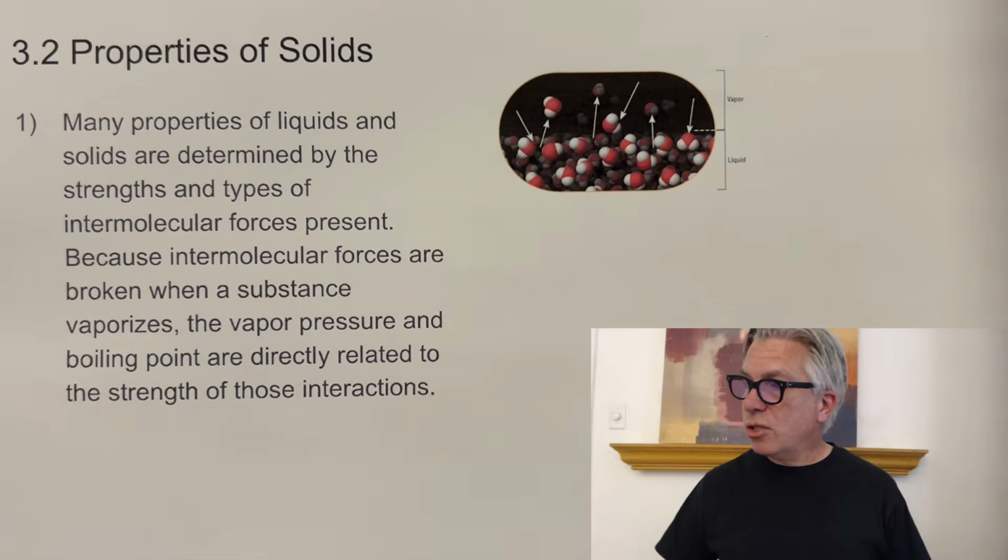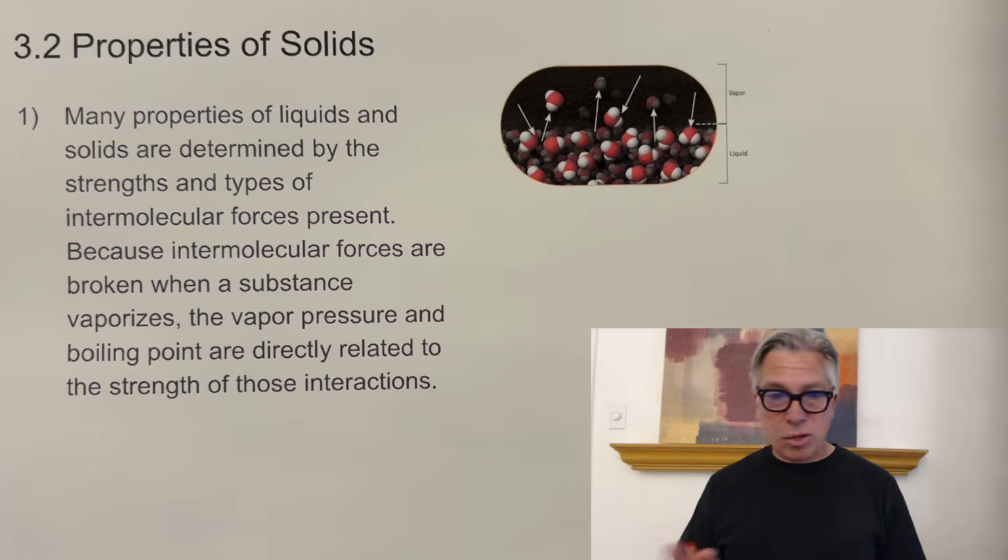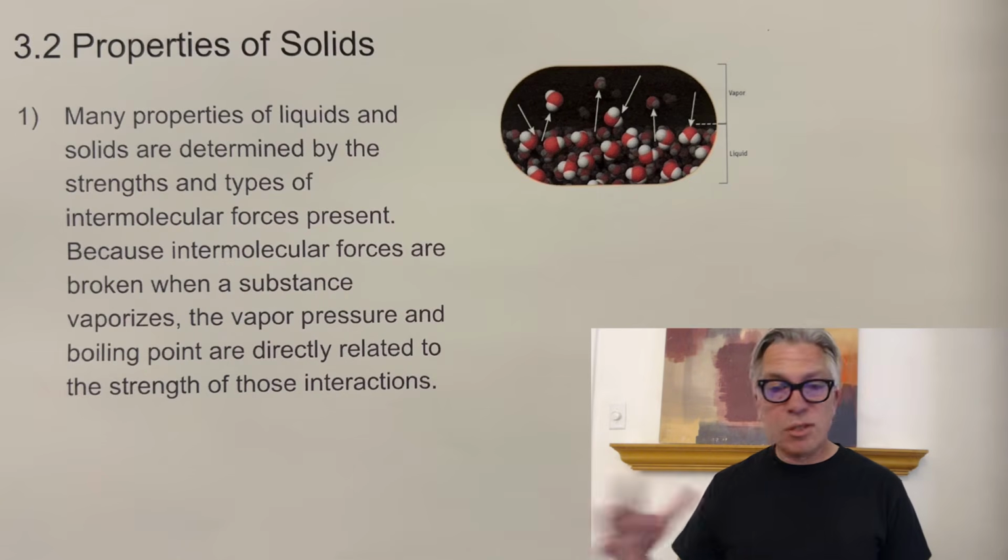Okay, that was unit subsection 1. Now we're in subsection 2, 3.2, properties of solids. There are several different kinds of solids you're going to need to know about, and I'm going to try to get through them with some diagrams to let you know what you should look for.